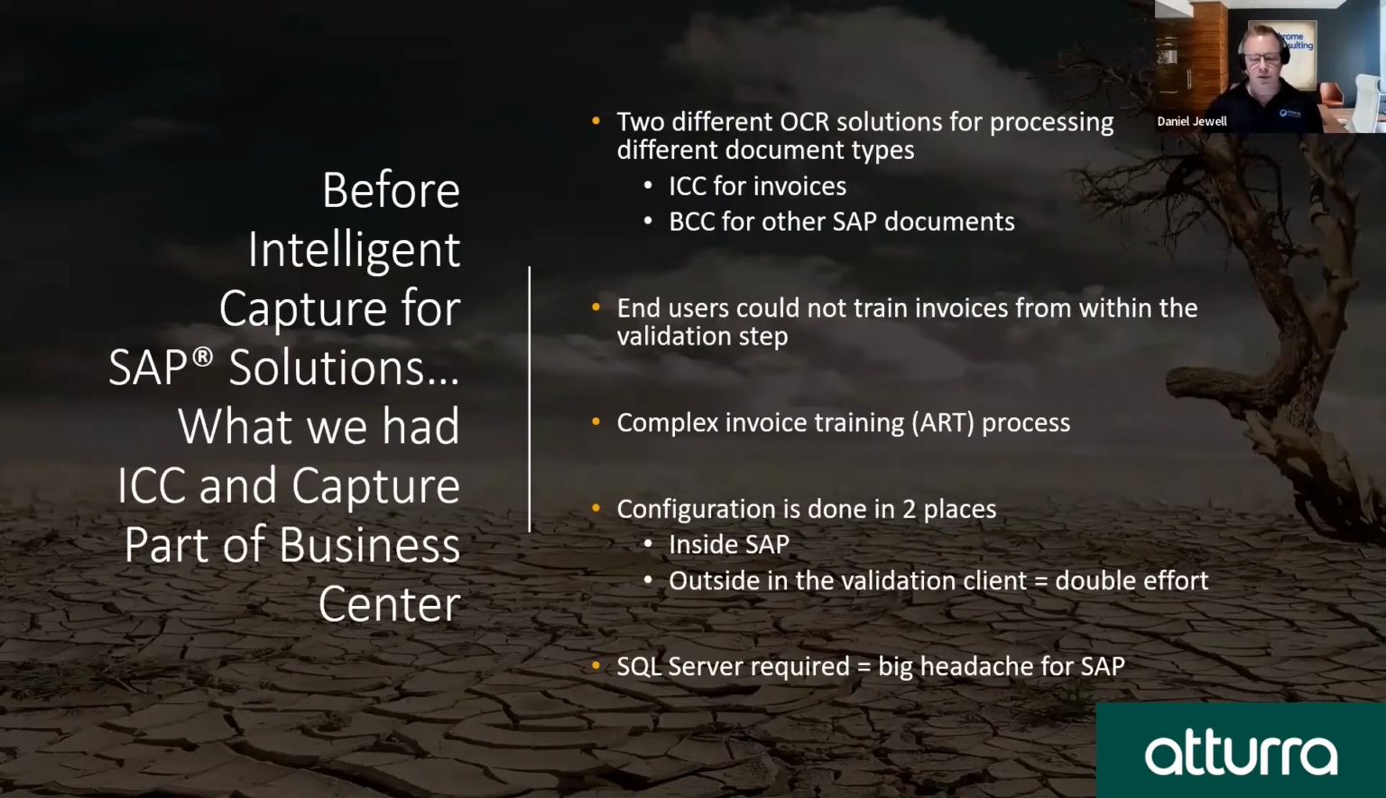So ICC was for invoices and BCC was for all other document types, such as sales documents, HR documents, leave forms, and so forth. Most notably, ICC and BCC were often quite difficult for us to set up and cumbersome to train for new vendor invoice templates. And we'll go into that in a little bit more detail in a minute.